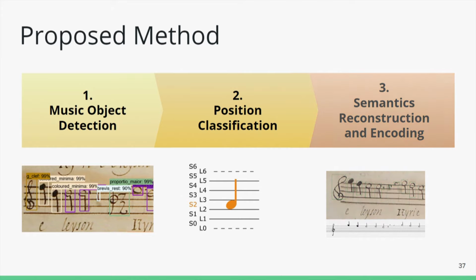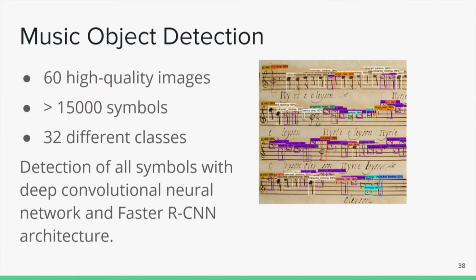So for that paper, we didn't include that part because it's still ongoing research. But he's building on top of what we did with the first two steps. So we had 60 high quality images that were manually annotated with over 15,000 symbols out of 32 different classes, which is less than the approximately 100 to 150 classes you have in modern notation.